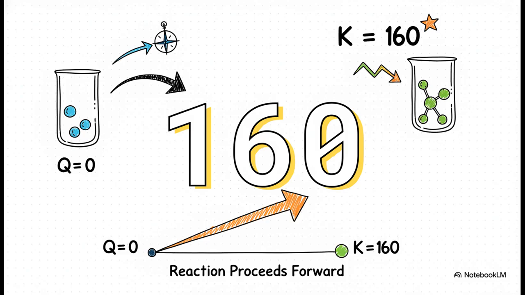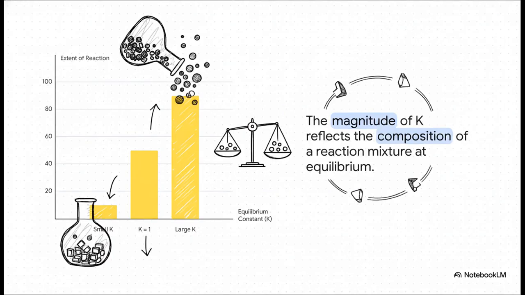Now through experiments, we know that the destination for this reaction, K, is 160. Our starting point, Q, is 0. Obviously, 0 is way less than 160, so our chemical GPS gives us crystal clear directions. The reaction is going to move forward. It's going to make more product, which will cause Q to climb up and up, until it finally hits its destination of 160.